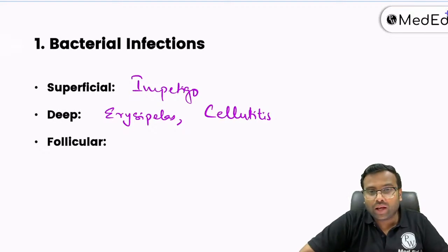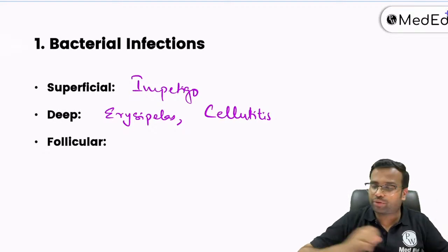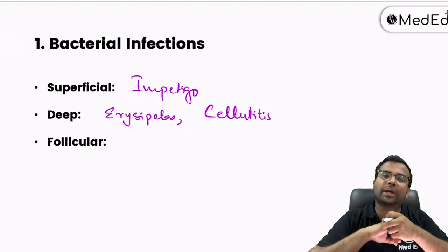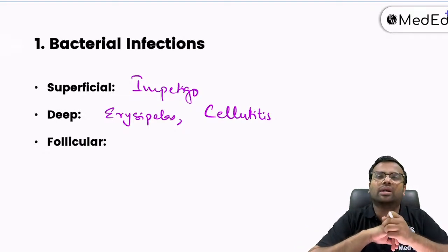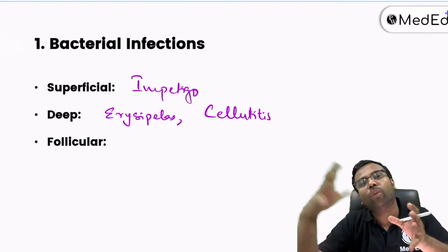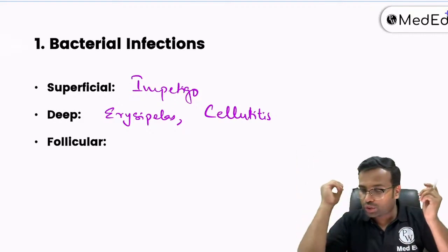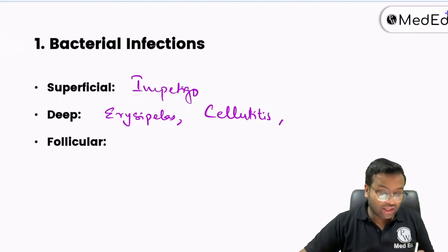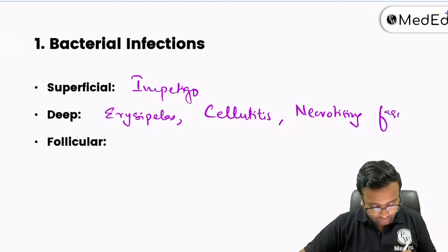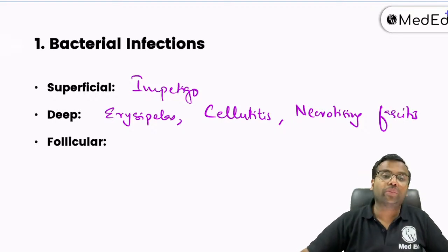Very good. Anything else? Some very deep infection where the entire layers of the skin are involved, like epidermis, dermis, subcutaneous tissue, and then this is an infection which can even go beyond into the soft tissues as well. So what is that? Very deep kind of infection. So this can be, hi, very good evening. So this can be necrotizing fasciitis. That is going to be another option.